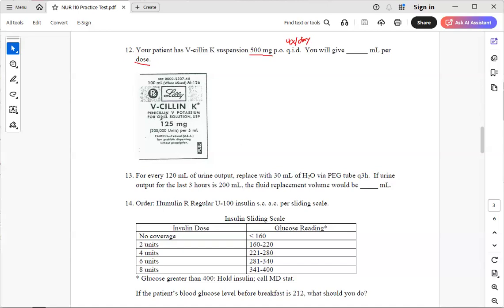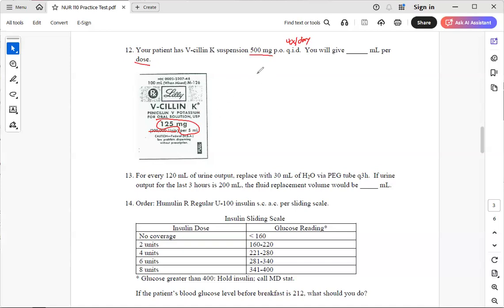So on this particular label, we have 125 milligrams per 5 ml. You also see that it says 200,000 units. That's only really important if the order was also in units, but since it's not, you just ignore the 200,000 units. It's just an equivalent. So 200,000 units of Veetids K in this particular available medication is the same thing as 125 milligrams.